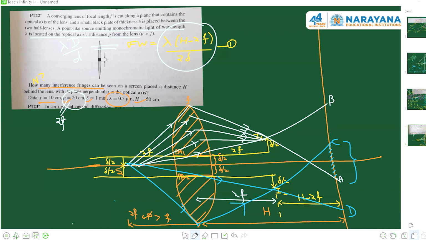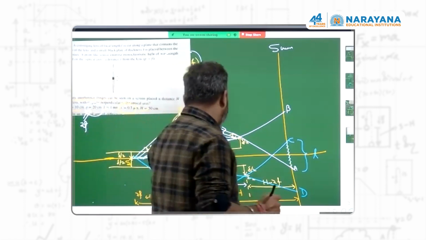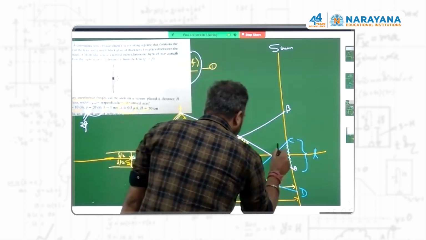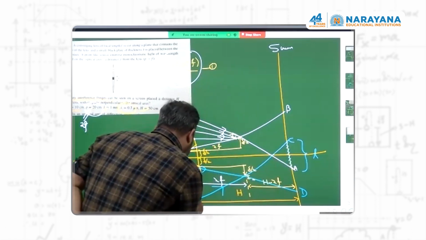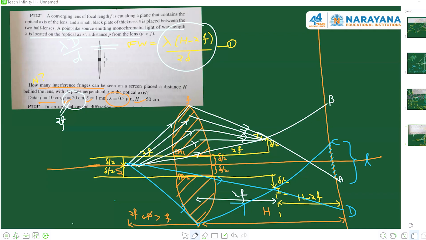Now, we need to find out the length of this section. If I can find out L here, let me first find out what is the value of L there. So all the distances are known. Now find out what is L there. What is coming out as your L? Because one thing we need to understand here, still the fact that this ray which is coming from this point hits it here and intersects here and goes up.